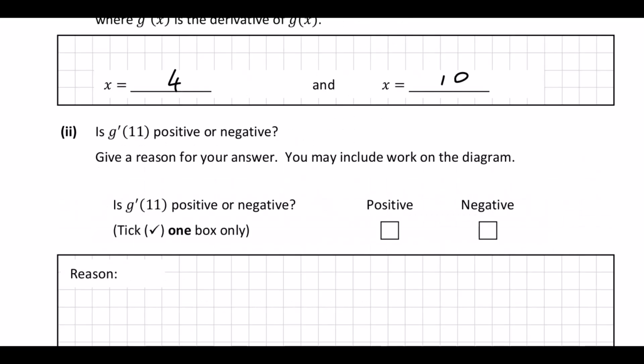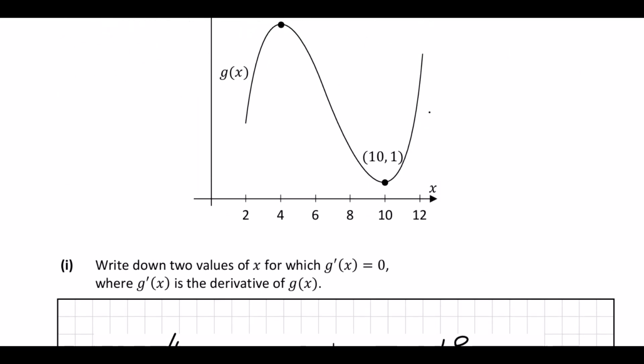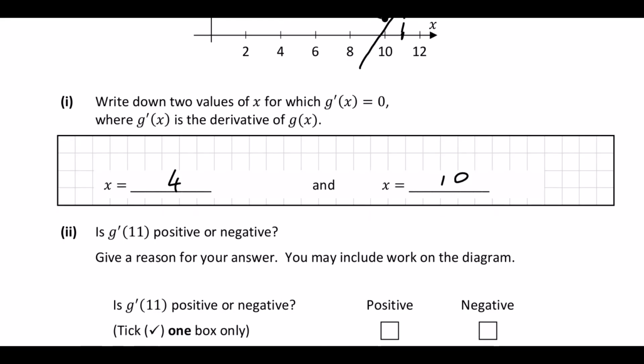Is g prime 11 positive or negative? Give a reason for your answer. You may include work on the diagram. So it's going to be positive. 11 is here, and if you look at this part of the graph, if you look at your tangent, that tangent there has a positive slope. It's sloping that way rather than that way. If it was sloping this way, it would have a negative slope. So it's going to be positive.